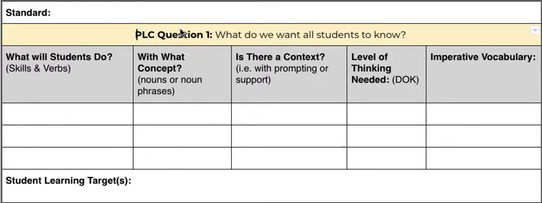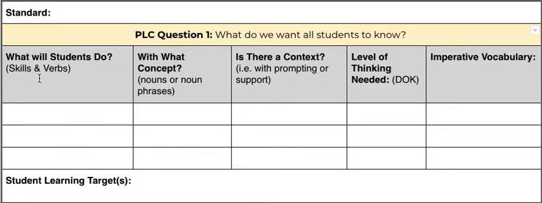Unpacking a standard, the first thing that we would like you to focus on is this first question of a PLC. What do we want all students to know? So if you notice on the top of the unpacking form, you have the place for you to copy and paste the standard itself. So that's what goes up in this box.